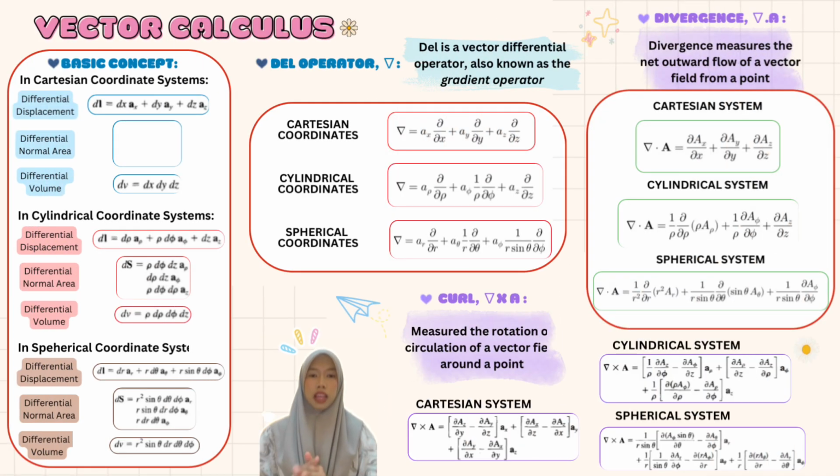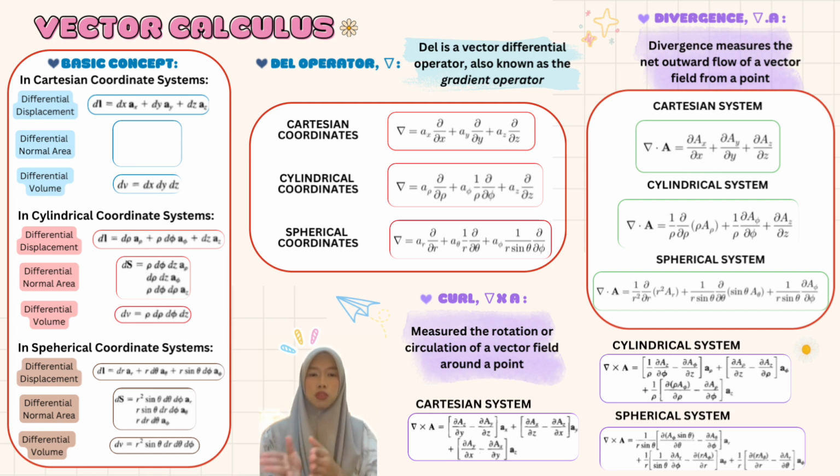Next is vector calculus. Before introducing the operators, let's look at the basic concepts of vector calculus. These include differential displacement, differential normal area, and differential volume. These basic elements are used to describe a small change in distance, area, and volume in different coordinate systems.